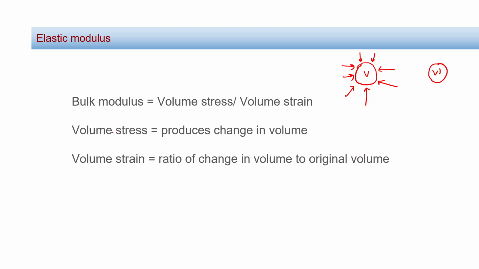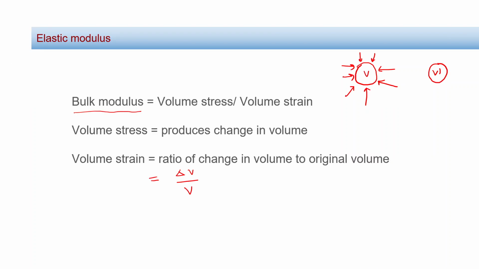This kind of force per unit area is called volume stress, because it produces a change in the volume of the material, and the change in volume divided by the original volume is defined as volume strain. So the stress, because it causes the change in volume, is called volume stress, and the strain, because it's associated with the change in volume, is called volume strain. Because strain is the change divided by the original dimension, the ratio of volume stress to volume strain is called bulk modulus.